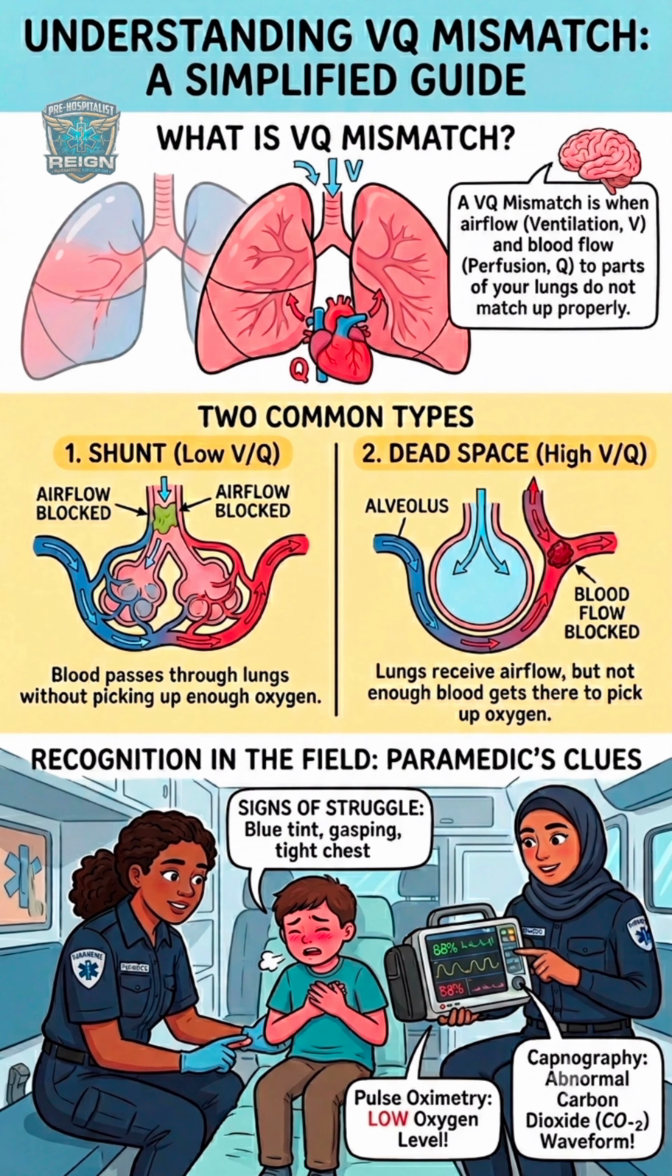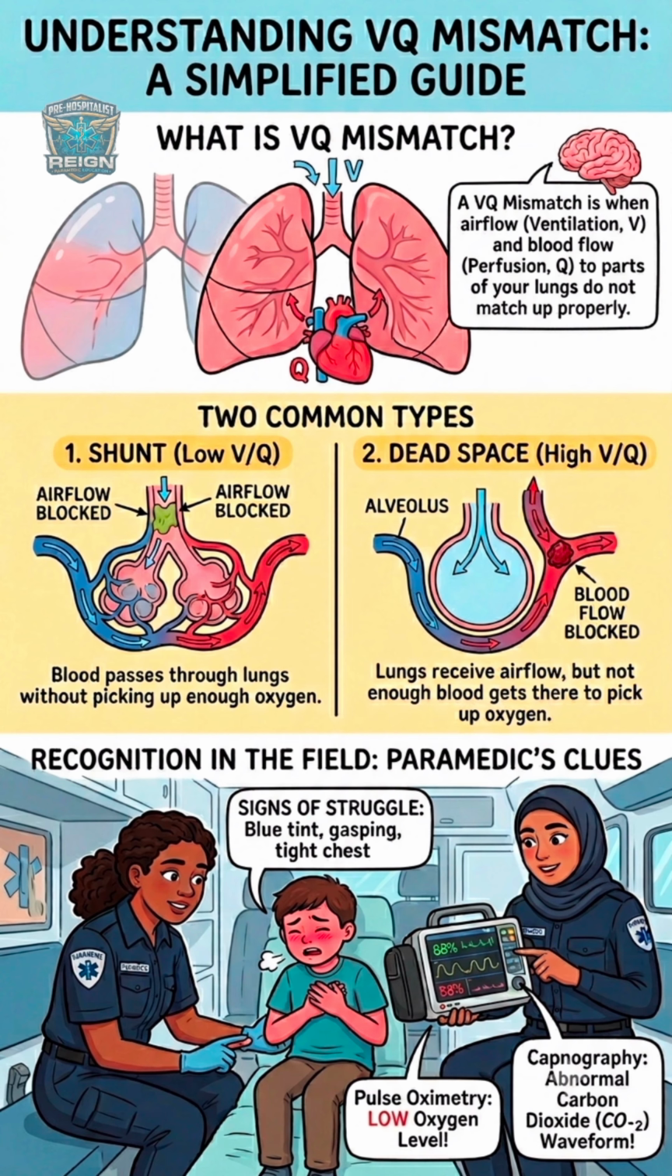Real-world example. A blood clot gets stuck in the lungs, pulmonary embolism. Air gets in fine, but the blood is blocked from reaching it. Real-world example. Severe asthma, choking, or fluid in the lungs like pneumonia. The blood flows fine, but the airways are blocked or flooded.